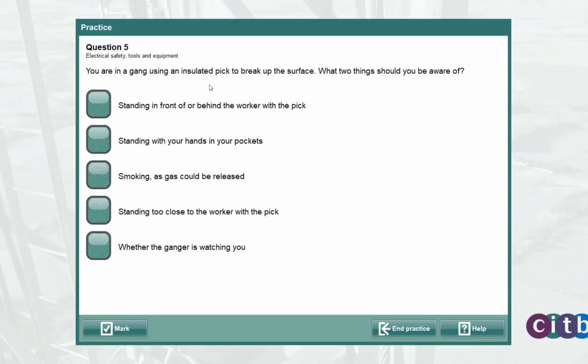You are in a gang using an insulated pick to break up the surface. What two things should you be aware of? Standing in front of or behind the worker with the pick. Standing with your hands in your pockets. Smoking, as gas could be released. Standing too close to the worker with the pick. Whether the ganger is watching you.